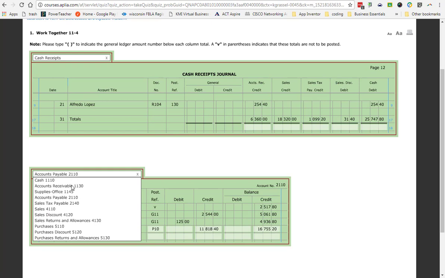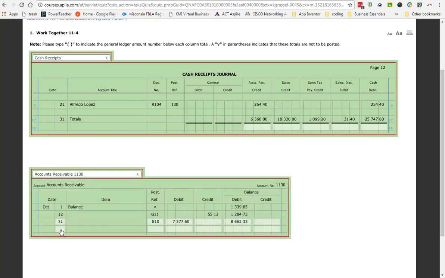Accounts receivable again first. Date is the 31st. Post reference is now going to be CR12. And we are crediting it $6,360. So the value of accounts receivable is going down because it had a previous debit balance of $8,662.33. I subtract that off. So now my new balance is a debit of $2,302.33. Account number 1130 goes right underneath that amount.